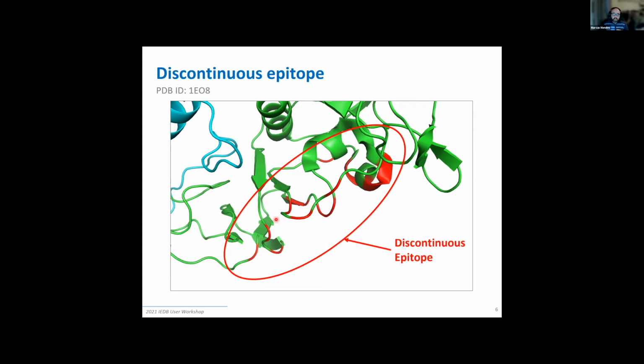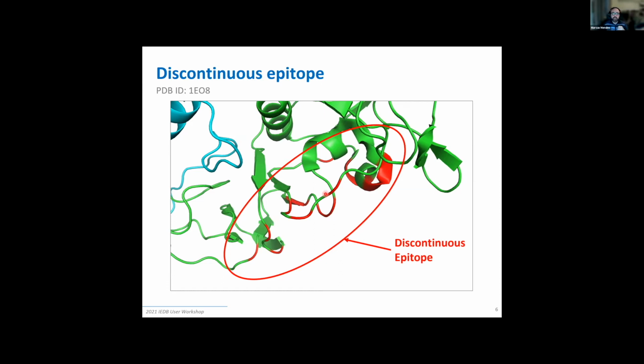For two residues to be part of the same epitope, they need to be close to each other. We work with a cutoff of about 6 angstroms of distance. If two residues are farther from each other, higher than 6 angstroms, the antibody cannot recognize both of them at the same time.